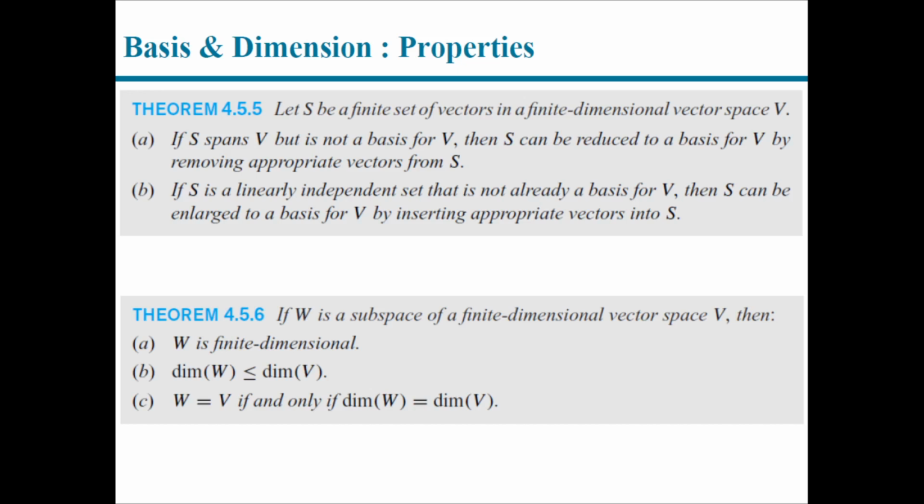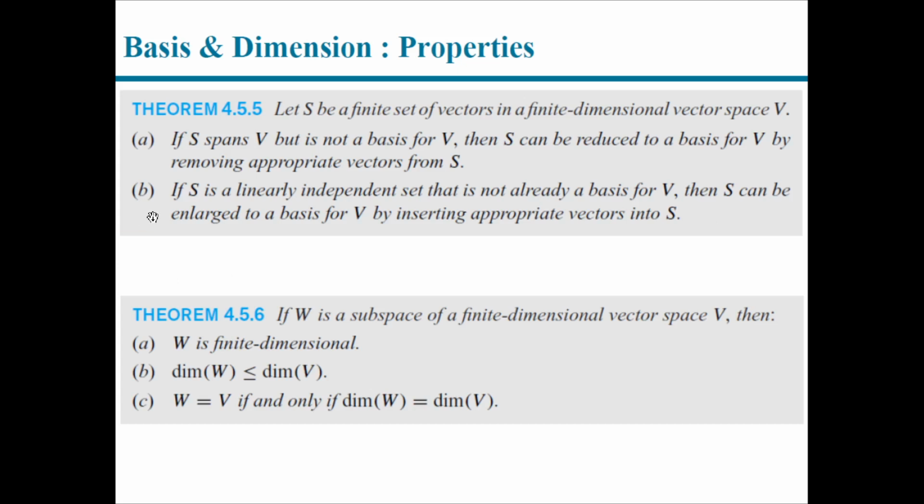So if you have 5 vectors in R2 that generate R2, then you can actually remove 3 of them and keep 2 that are linearly independent, and they'll create R2. So that's pretty much what it says. Okay, fine, nothing special.